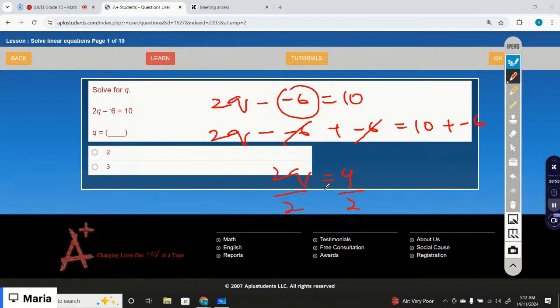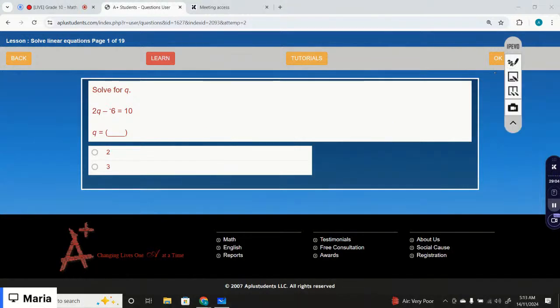Divide both sides by 2 because you have to calculate the value of q only. So q equals, the correct option is option number 1. That is q equals 2.